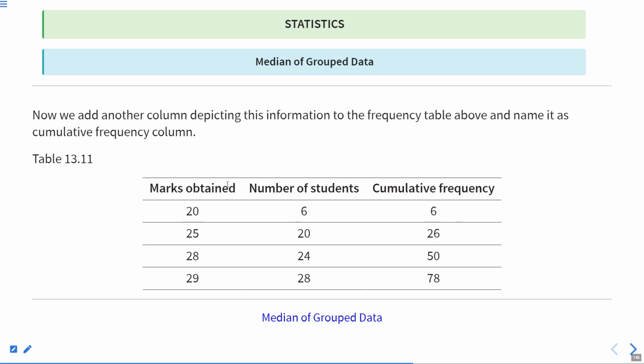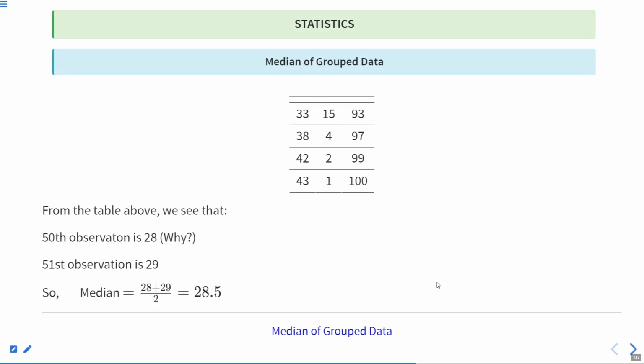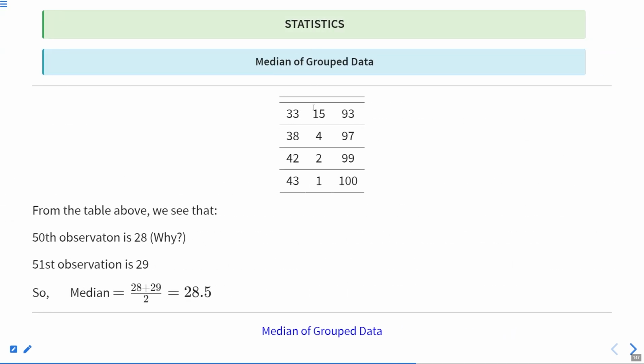So marks obtained 20, number of students 6 and cumulative frequency 6. When marks obtained 25, number of students 20 and cumulative frequency 26. When 28, 24, 50. When 29, number of students 28 and cumulative frequency 78. When 33, then 15, then 93; 38, then 4, then 97; 42, then 2, then 99; 43, then 1, then 100.